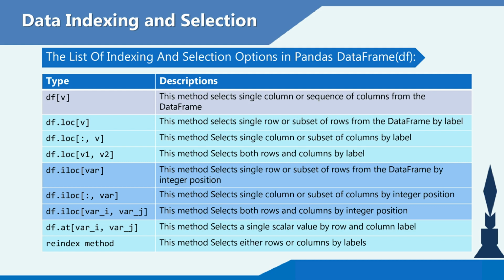First, the loc attribute allows indexing and slicing that always references the explicit index. The iloc attribute allows indexing and slicing that always references the implicit Python-style index. Here I have mentioned some of the important indexing and selection options used in the Pandas DataFrame object.